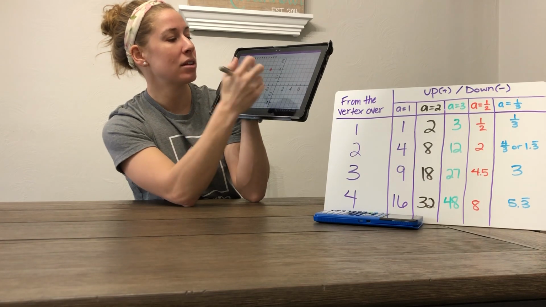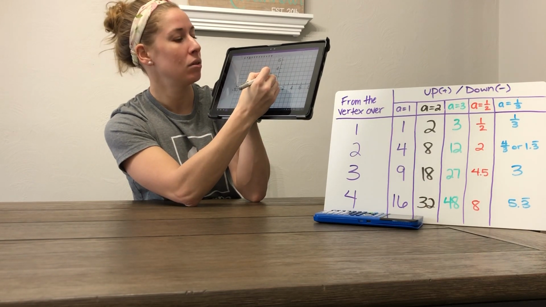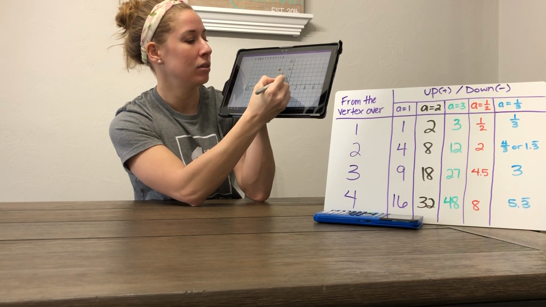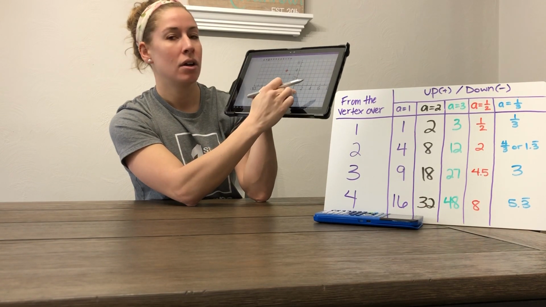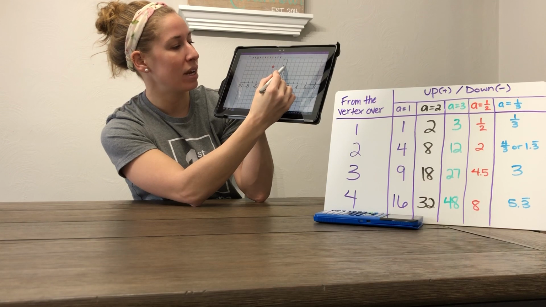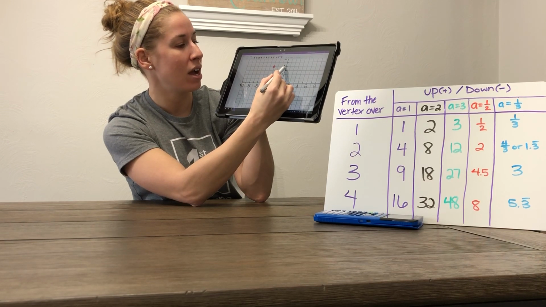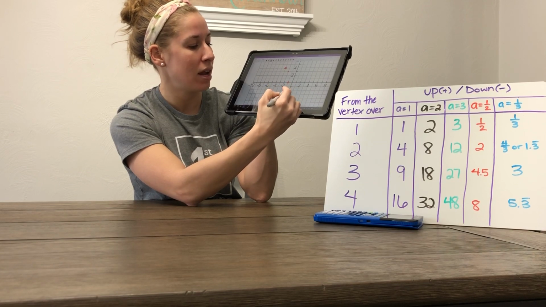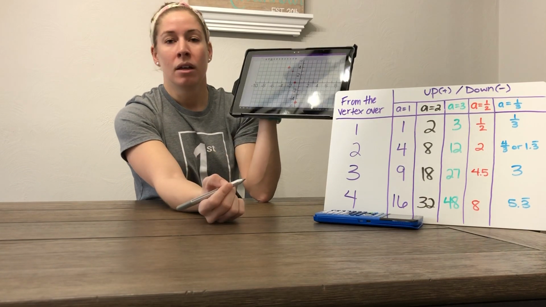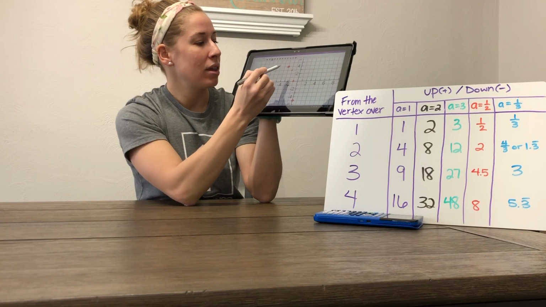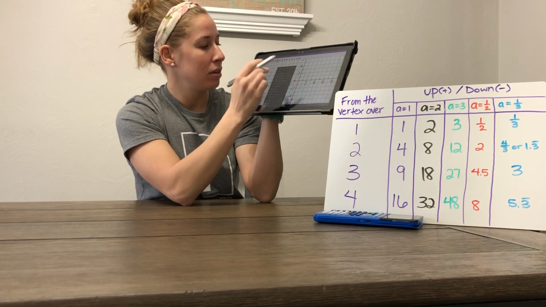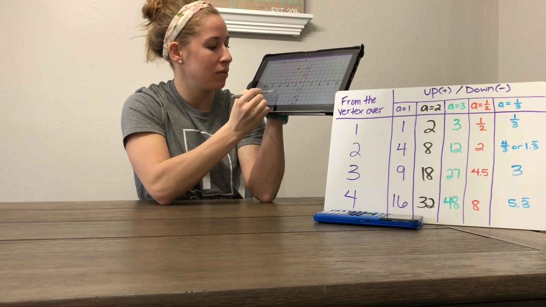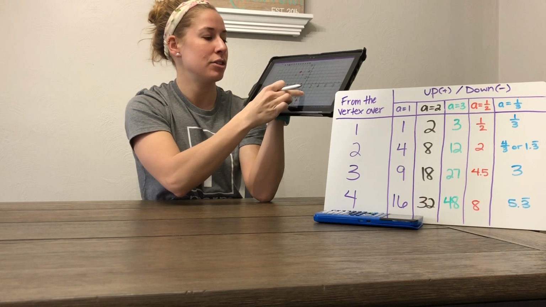So from the vertex, over 1, down 1. From the vertex, over 2, down 4. From the vertex, over 3, down 9: 1, 2, 3, 4, 5, 6, 7, 8, 9. And it's symmetrical, so it's the same on the opposite side. Over 1, down 1. Over 2, down 4. Over 3, down 9. And there's your parabola.